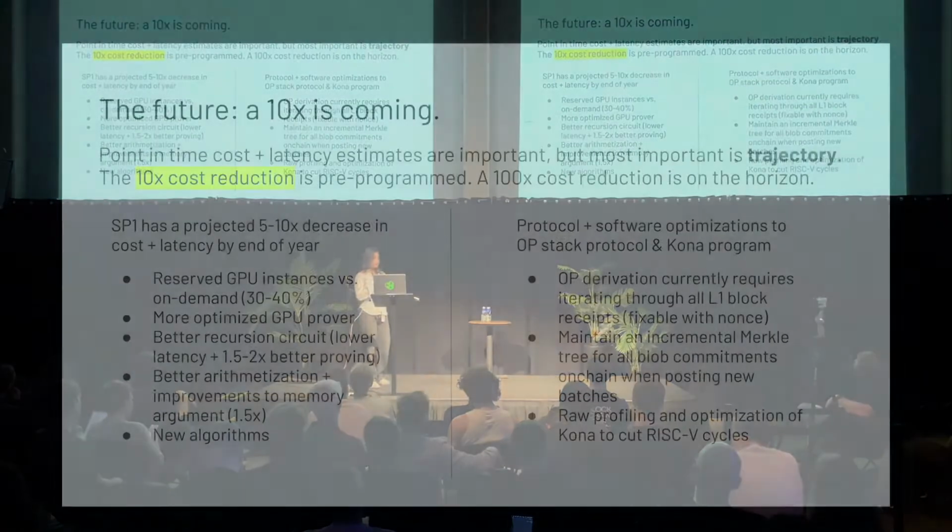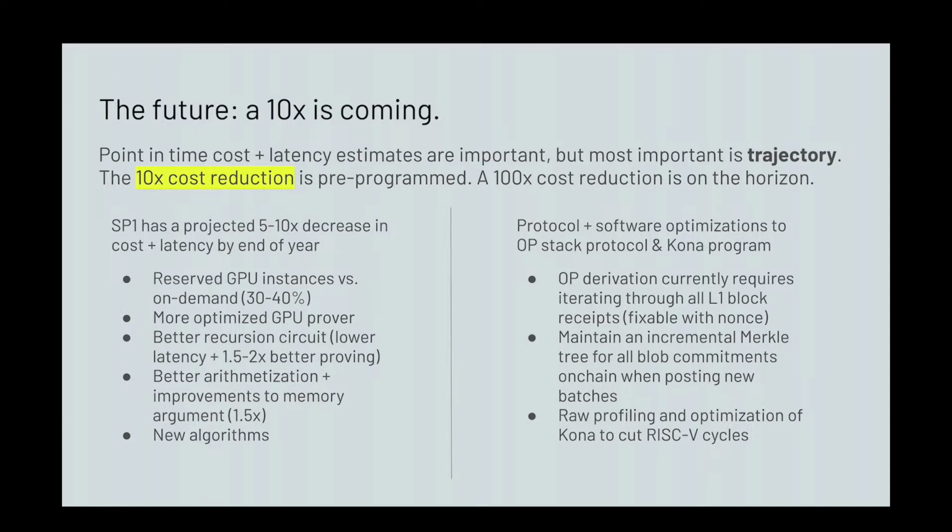I spent a lot of time talking about current cost and latency, and a lot of people like to focus on that. But I actually think the most important question is the trajectory. Where is this all going from today? And I know that basically the costs are going to go down by 10x, guaranteed.